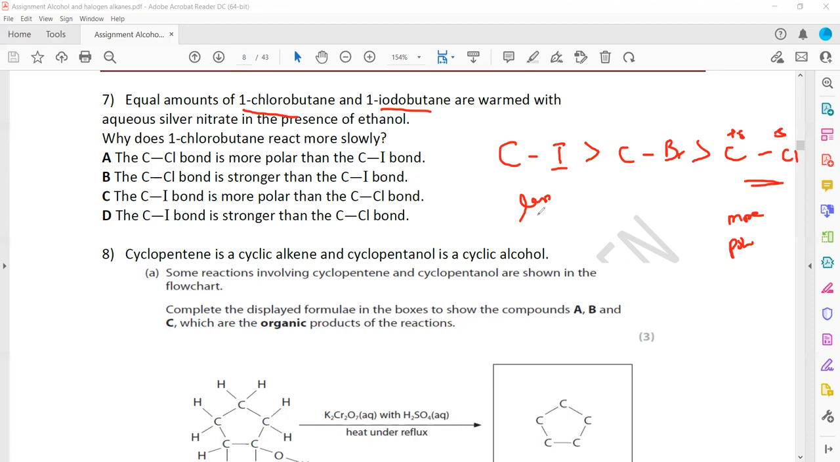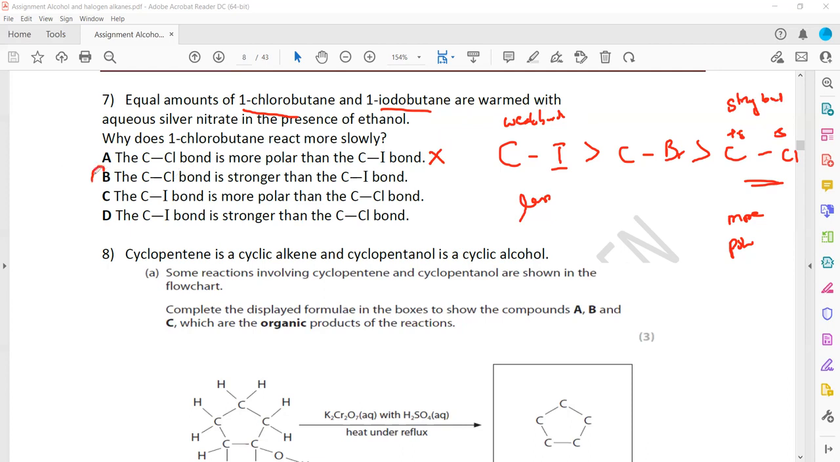But that does not explain the reaction, because if it was more polar, then it should react faster. But here, the polarity is not responsible for the reaction being faster or slower. So that's why A cannot be the answer. The bond between carbon and chlorine is stronger compared to carbon and iodine. That's true, because as the size of the atom increases, the bond length increases, so the bond strength decreases. So this is a weak bond and this one is a strong bond.